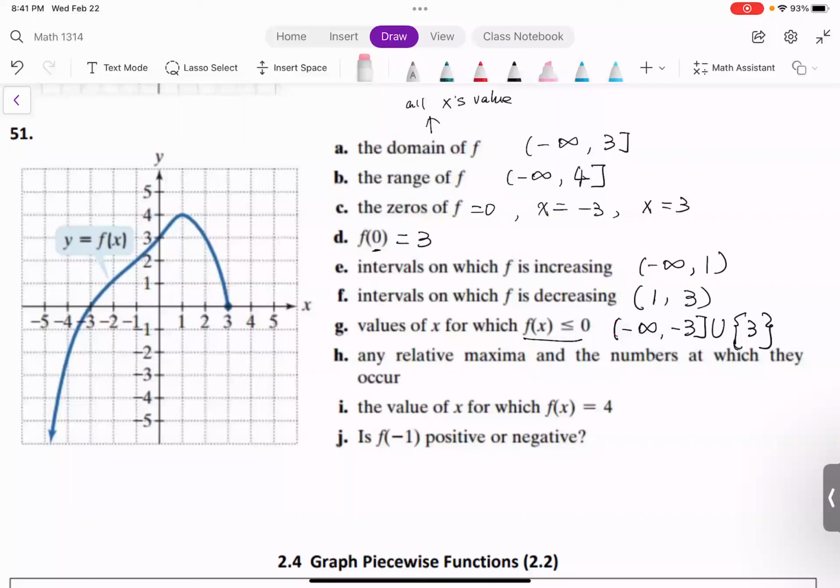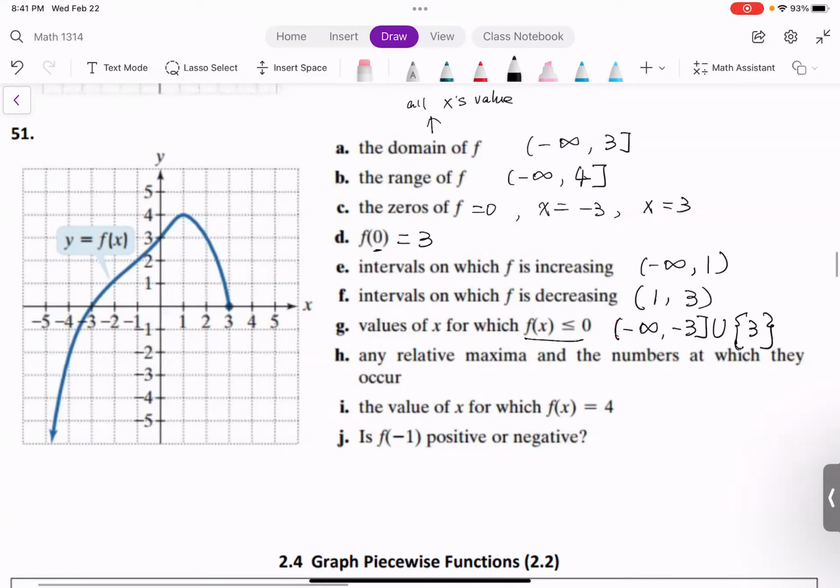Okay, let's see the next part. Any relative maxima and the numbers at which they occur. Maxima means the bump. We have the bump here, and the y value is 4. You can also put more information: that point is at x equals 1.